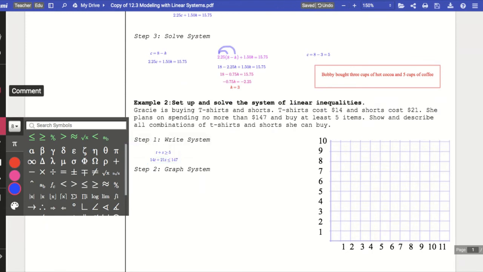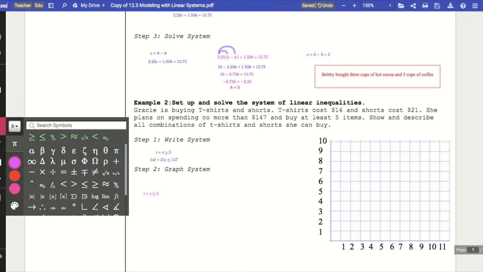Now that I have my system, I'm going to graph it. There are a couple of ways I could graph this. I'm going to choose to graph the intercepts and then decide my shading based on that. So let's go ahead and graph the intercepts. I'm just going to rewrite the equation, and we'll do this in different colors so you can see the work for each one. So we'll have T plus S is bigger than or equal to 5. That's our first inequality.